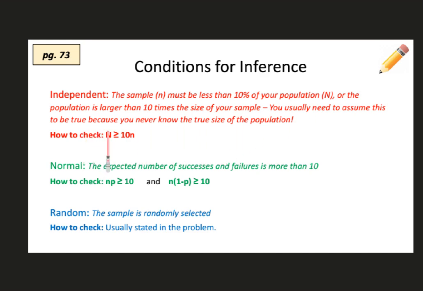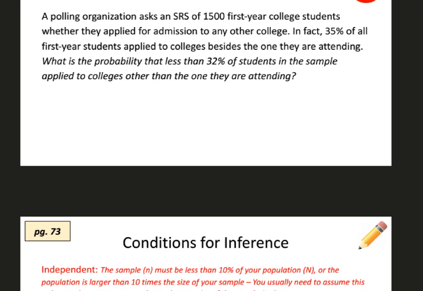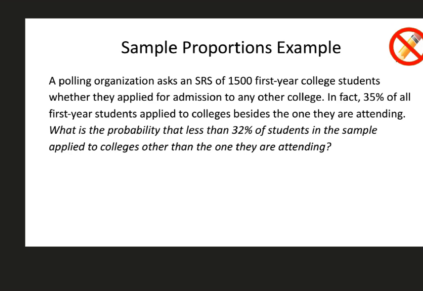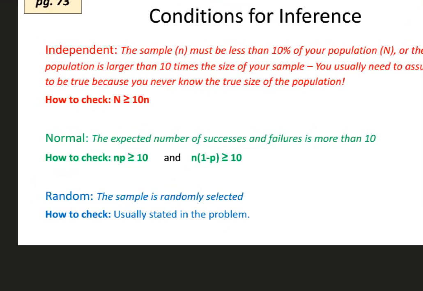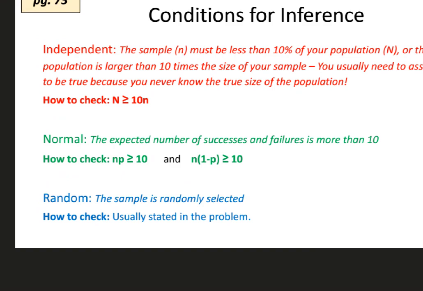So how to check this? Big N represents the size of your population is greater than or equal to 10 times your sample. So again, we don't usually know how big our population is, but we can usually define our population in words. The normal condition is that the expected number of successes and failures is more than 10. So again, when looking at this example, when we're talking success, we're talking about students who applied to colleges other than the one they're attending, and a failure would be students who did not apply to colleges other than the one they're attending. So if that number of successes and the number of failures is greater than or equal to 10, then we would say that it's approximately normal.